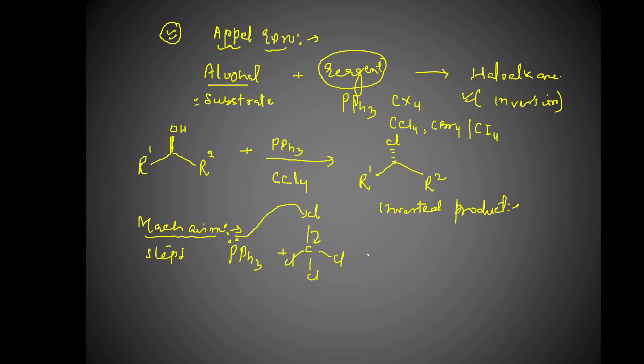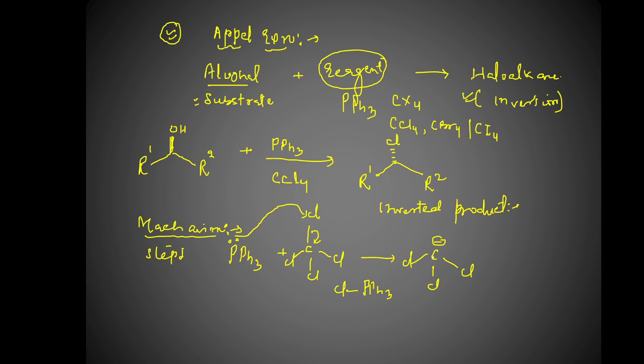We get a negative charge over here. Means what is formed over here? We get a carbon with a negative charge, and over here we have chlorine, chlorine and chlorine. This is one of the species that's formed. Plus we get PPh3, and to this PPh3 our chlorine gets attached. This is the side product that is formed.